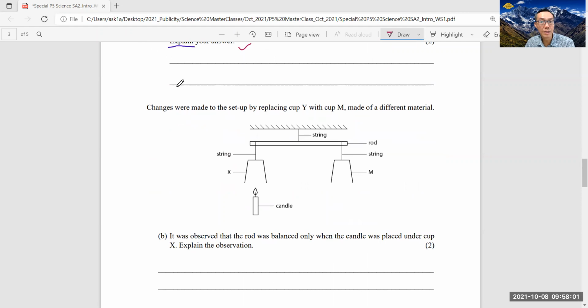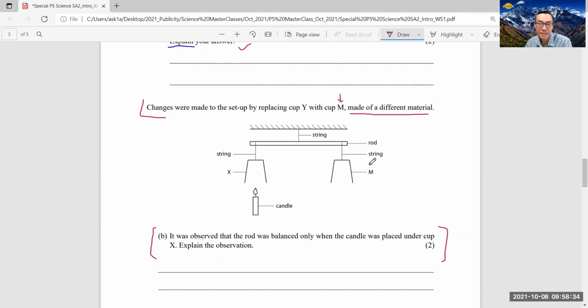Okay, now Peng Sun, can you read this part for me? Changes were made to the setup by replacing cup Y with cup M, made of a different material. It was observed that the rod was balanced only when the candle was placed under cup X. Explain the observation. Okay, so you highlight this part. Now they change to M, right? Made of a different material. So you must understand this scenario.